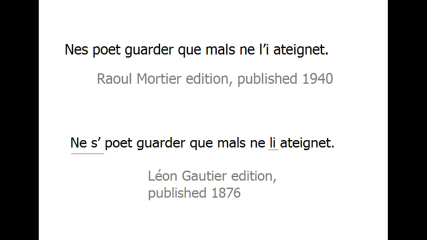But moving on to this, what it's saying is Nés. I've gone and had a look at the manuscript, and it is NES with no space. So the thing to note here is Raoul Mortier, 1940. It's published 64 years afterwards. He's read the previous editions, and that gives him an advantage in a certain sense. He can't do worse than the previous editions, but he can improve, he can change things.